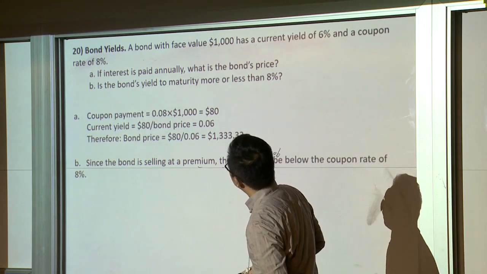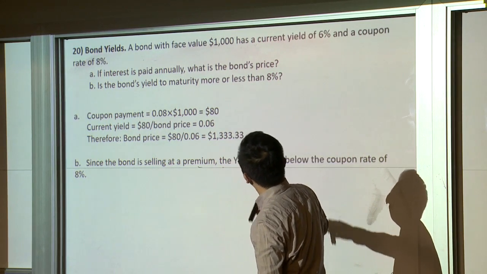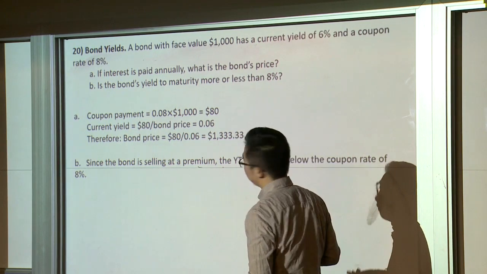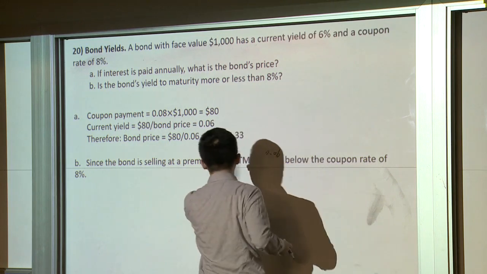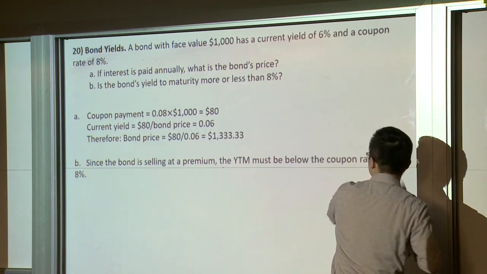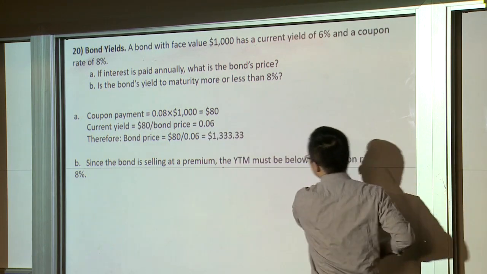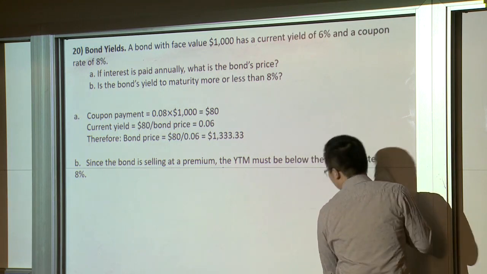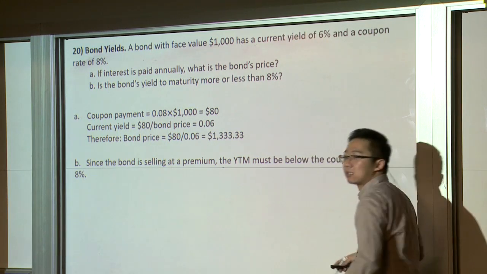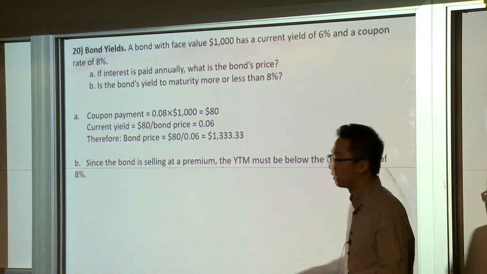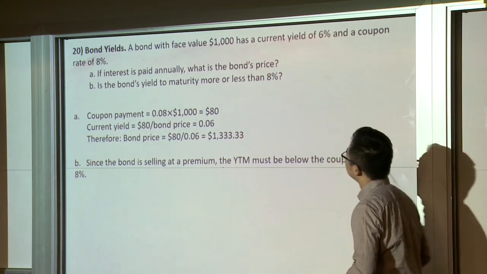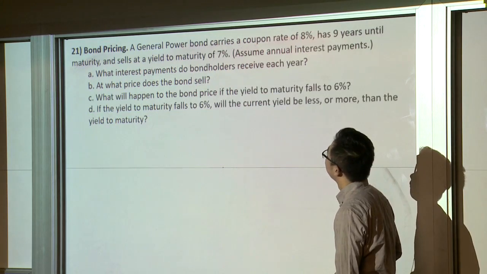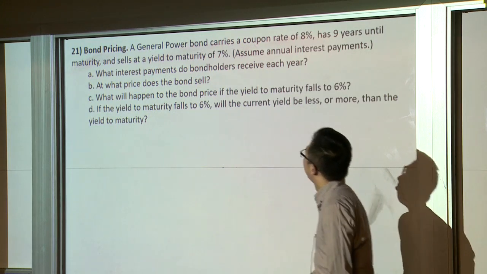And part B, is the bond's yield to maturity greater or smaller than 8%? It is smaller. Why is it smaller? Yes, it is sold at a premium. So yield to maturity must be smaller than the coupon rate, right? Okay. It's pretty simple.